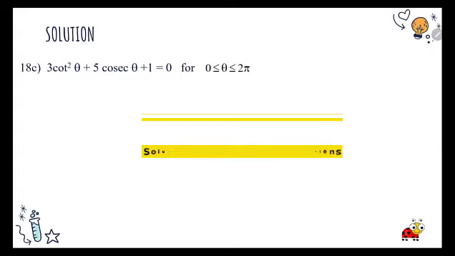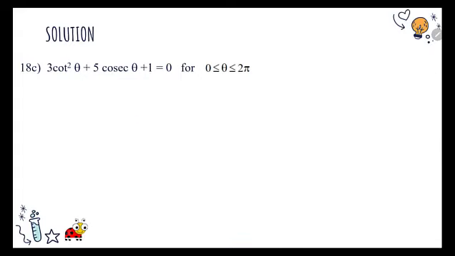Let's discuss question number 18C. 3 cotangent square theta plus 5 cosecant theta plus 1 equals to 0 for theta in between 0 to 2 pi. Before we start answering this question, we have to take note about the square. So square here shows that this is a quadratic equation. So when we have quadratic equation, we must understand we need to reduce this to linear.